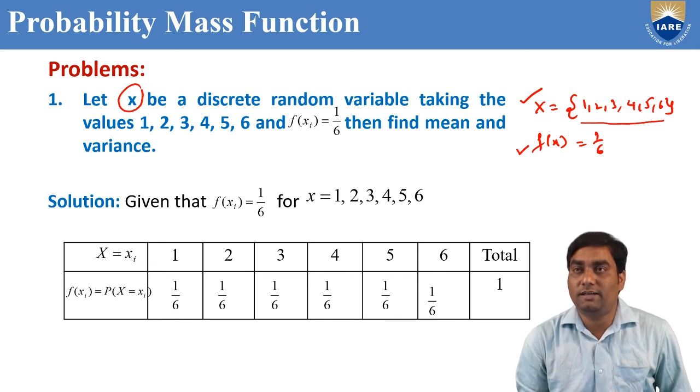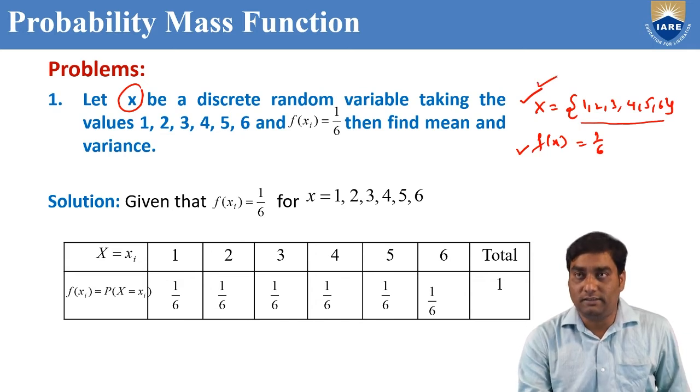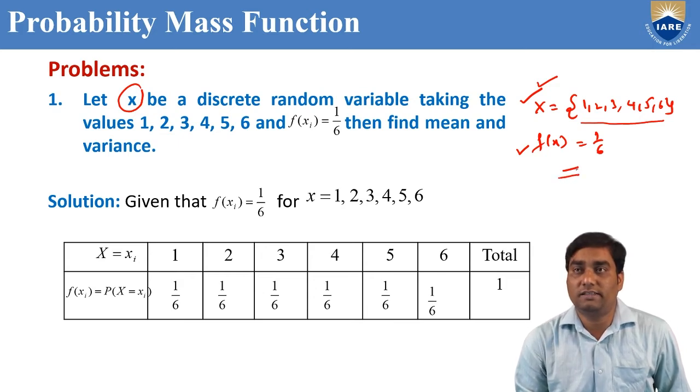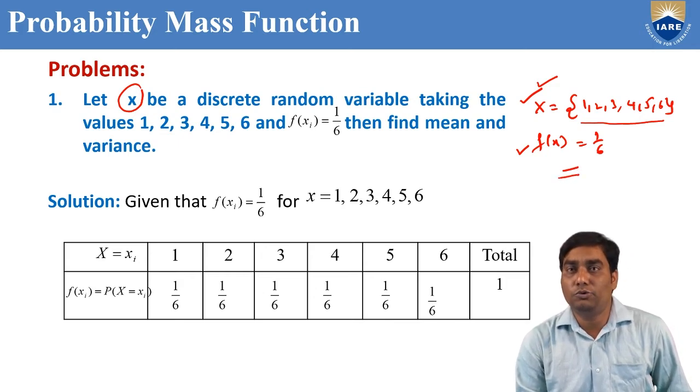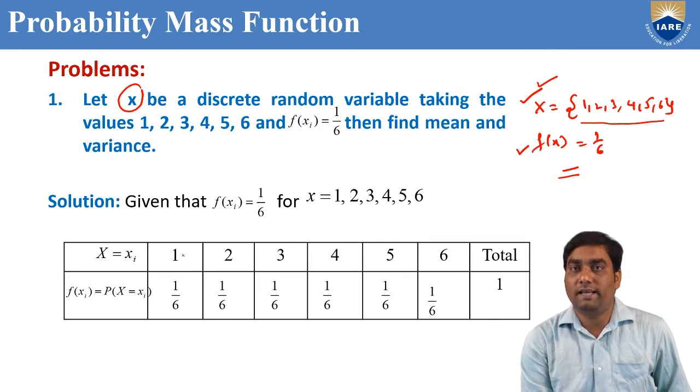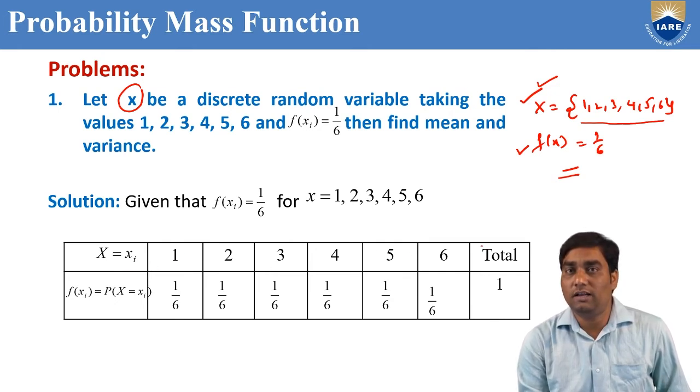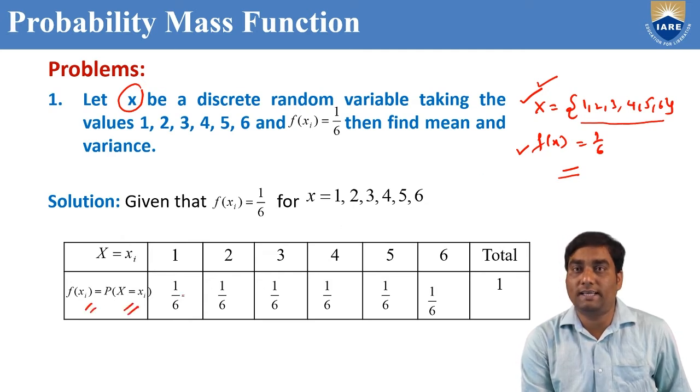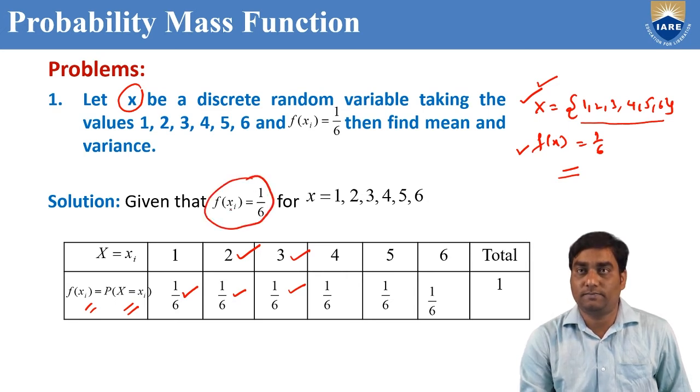If the range of the random variable is finite or countable, we call it a discrete random variable, as we discussed in the previous sessions. Since x is a random variable with probability distribution f of x equal to 1 by 6, we can immediately make the probability distribution table. X goes from 1 to 6 with a total, and P of x equal to xi is 1 by 6 in all cases, for x equal to 1, 2, 3 and so on, because f of x is given as 1 by 6.